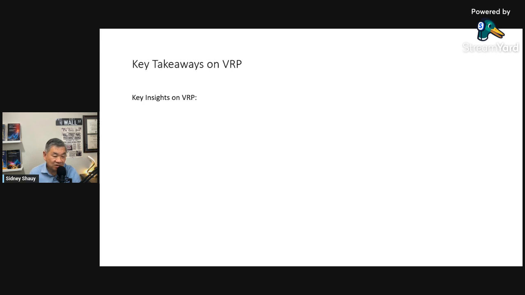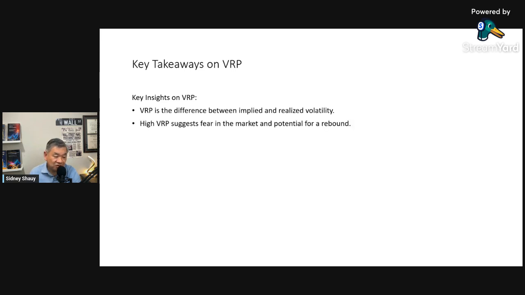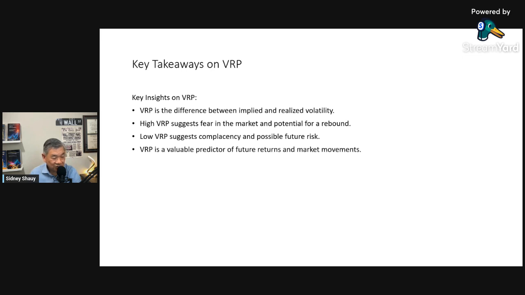Okay, so key takeaways on VRP. The VRP is the difference between the implied and the realized volatility. High VRP suggests fear in the market and potential for a rebound. Low VRP suggests complacency and possible future risk. So we have to be careful with those low values. VRP is a valuable predictor of future returns and market movements. Understanding VRP helps investors make more informed decisions in both volatile and calm market periods.